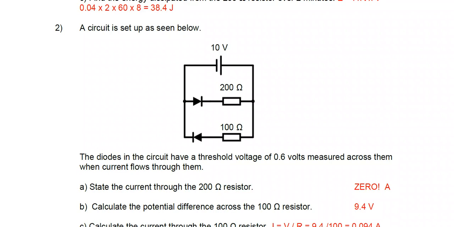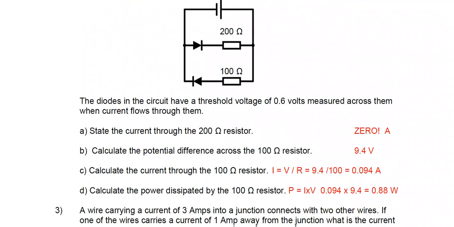State the current through the 200 ohm resistor. Well, it is 0. Hopefully you got this, because the diode is in the wrong direction for current to flow through it. No current is going to go through there. What's the potential difference across the 100 ohm resistor? If we have 0.6 volts across the diode, and 10 volts in total going into our circuit, then across the 100 ohm resistor we're going to have 9.4 volts.